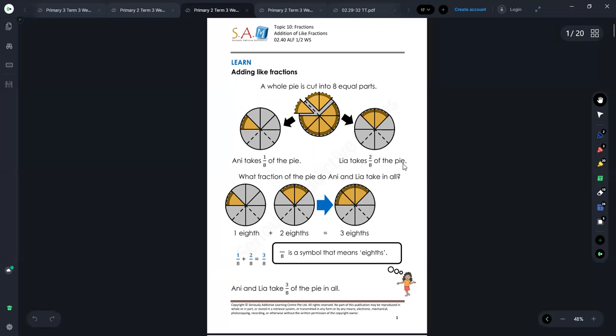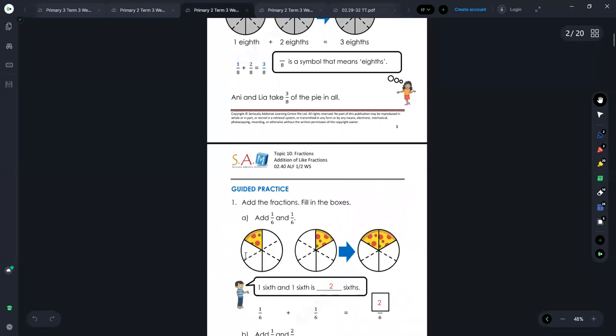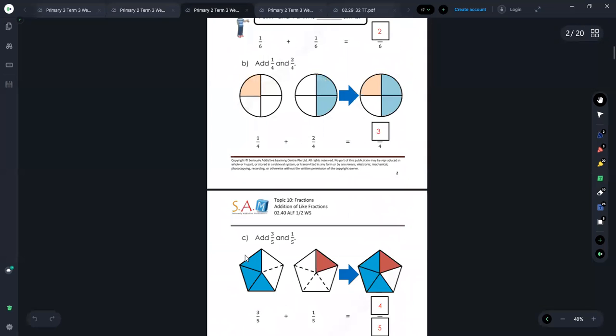So it's 1 out of 8 plus 2 out of 8. So 1 out of 8 parts plus 2 out of 8 parts equals 3 out of 8 parts. Remind them that they cannot add the denominator, because the denominator is still referring to the same total number of parts. And then after that, do the guided practice with them.